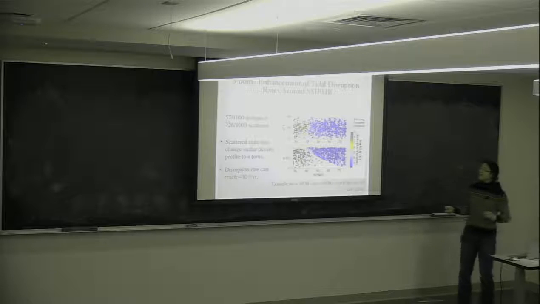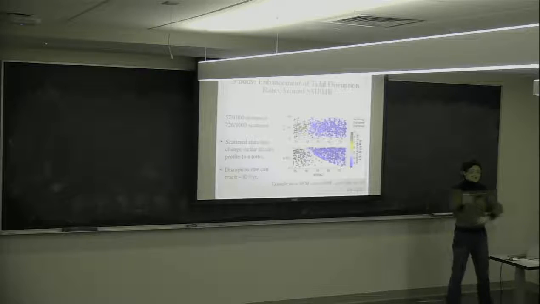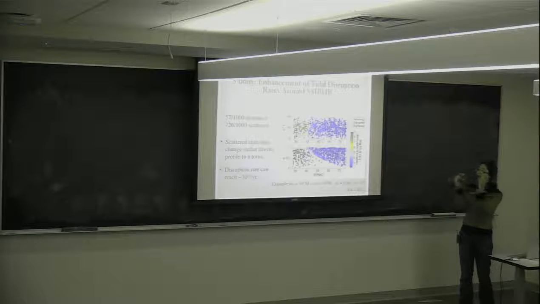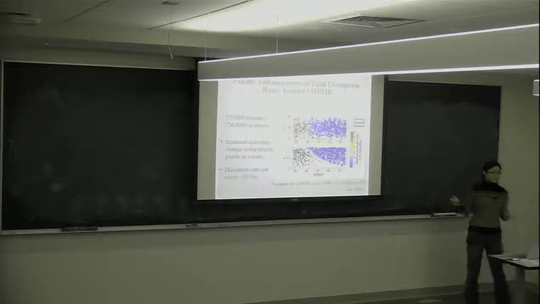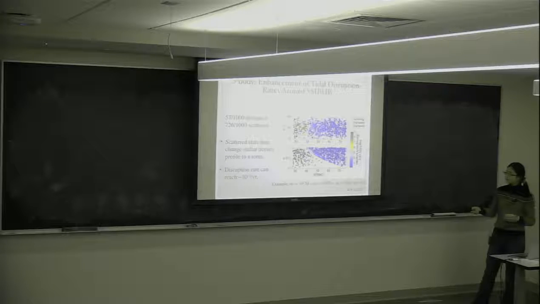And these scattered stars can change the stellar density profile around the primary supermassive black hole, because stars that are largely misaligned with the supermassive black hole binary plane are more likely to be scattered away or disrupted. So what ends up is the shape of a torus around the primary supermassive black hole. Normalizing with the number of stars around the primary supermassive black hole, we found the tidal disruption rate can reach 10^-3 per year.